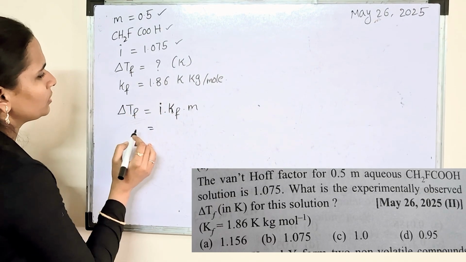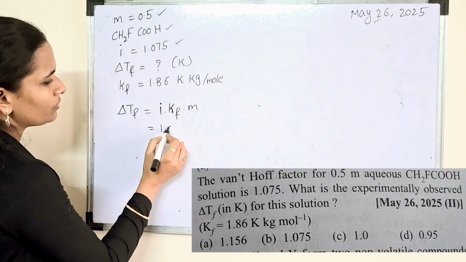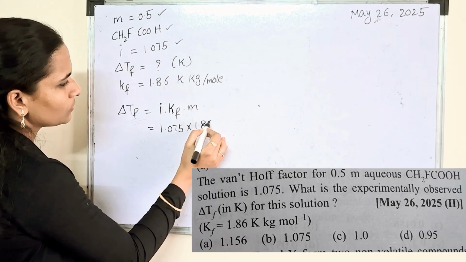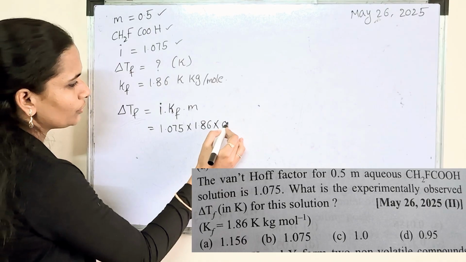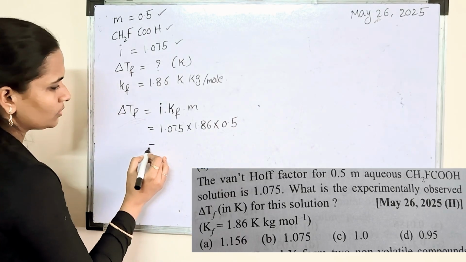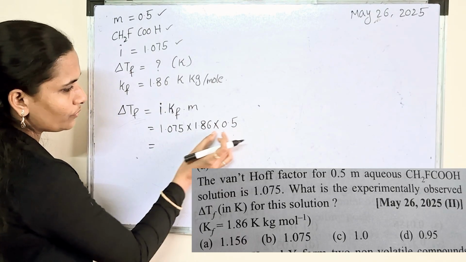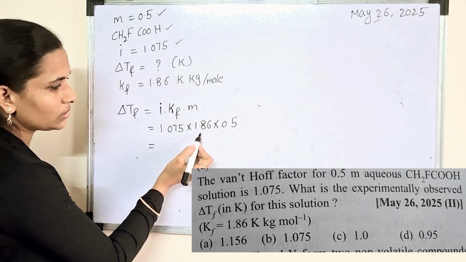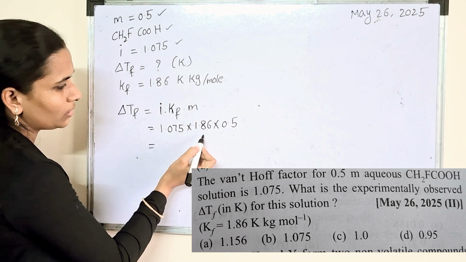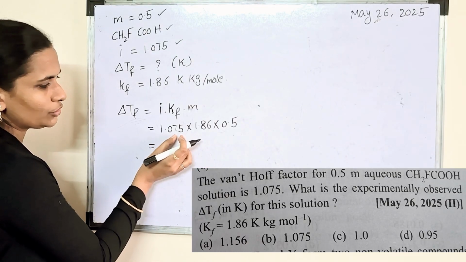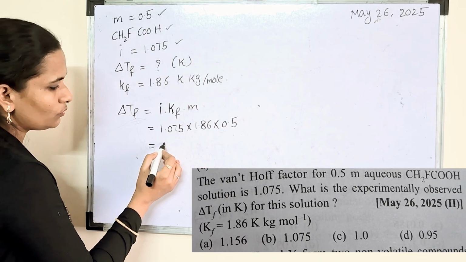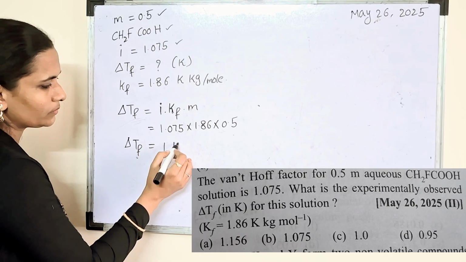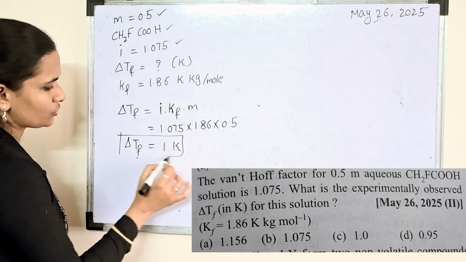So the i value given is 1.075, Kf is 1.86, and molality is 0.5. If you calculate the total value, 0.5 into 1.86 is half of 1.86, that is 0.93. Then 0.93 into 1.075, you will get nearly 1. So delta Tf equals 1 Kelvin. This is the answer for this question.